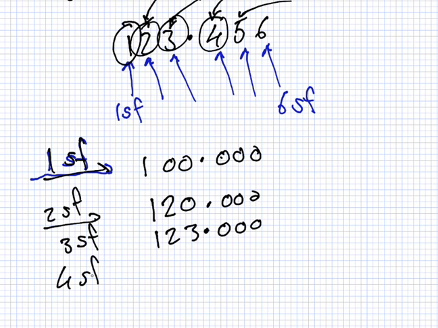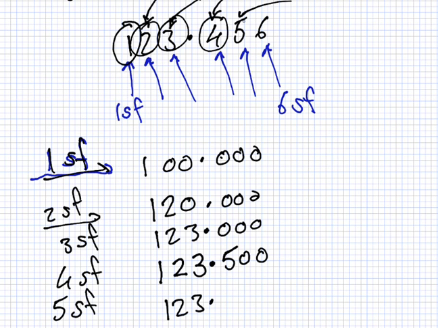Okay. Now, next one. 4 significant figures. What would that be? Yeah, 123.500. Okay, 5 significant figures. 1, 2, 3. So what does the 6 make happen, or what will it do? It'll round up. 460.